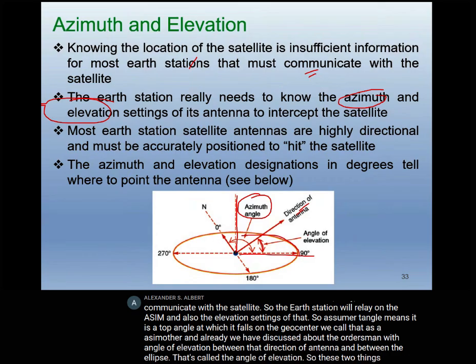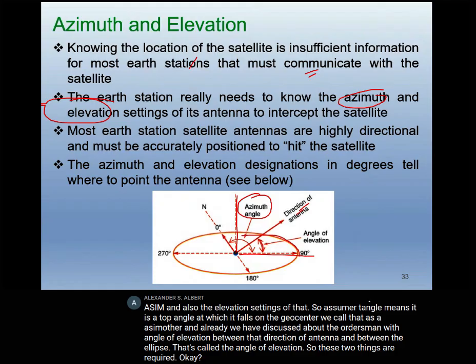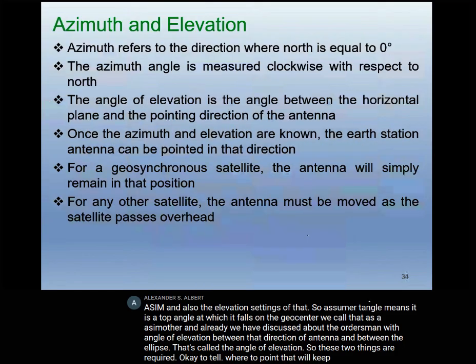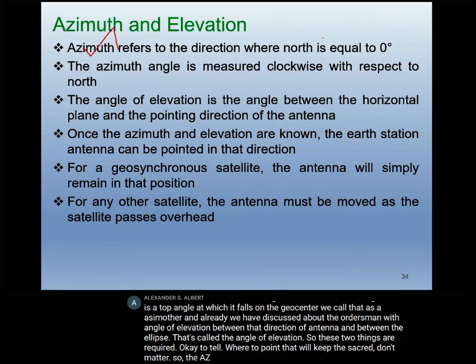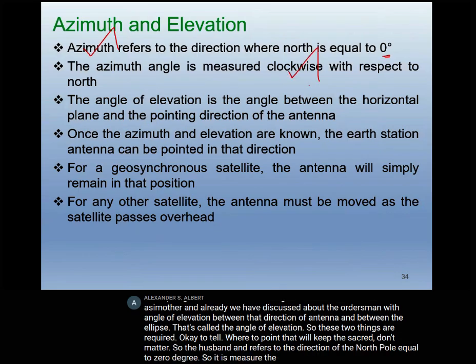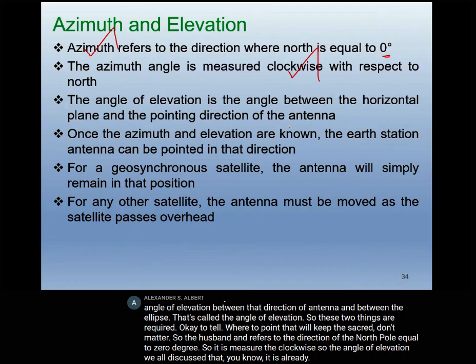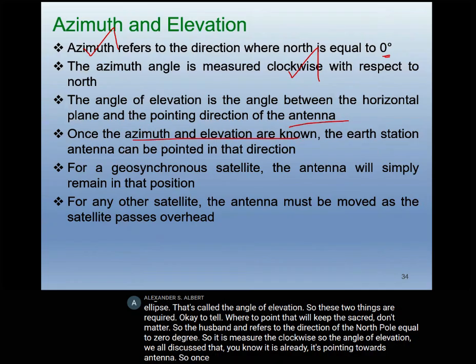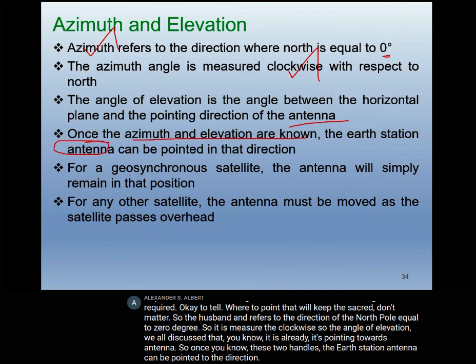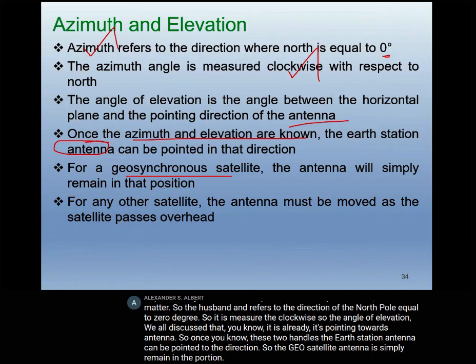So these two things are required to tell where to point the antenna, where to hit the satellite from the antenna. The azimuth angle refers to the direction of the north pole equal to 0°, and it is measured clockwise. The angle of elevation, we have discussed, is pointing towards the satellite. So once you know these two angles, the Earth station antenna can be pointed in that direction. For the GEO satellite, the antenna will simply remain in that position. That's all. The antenna will just send and receive the signals.